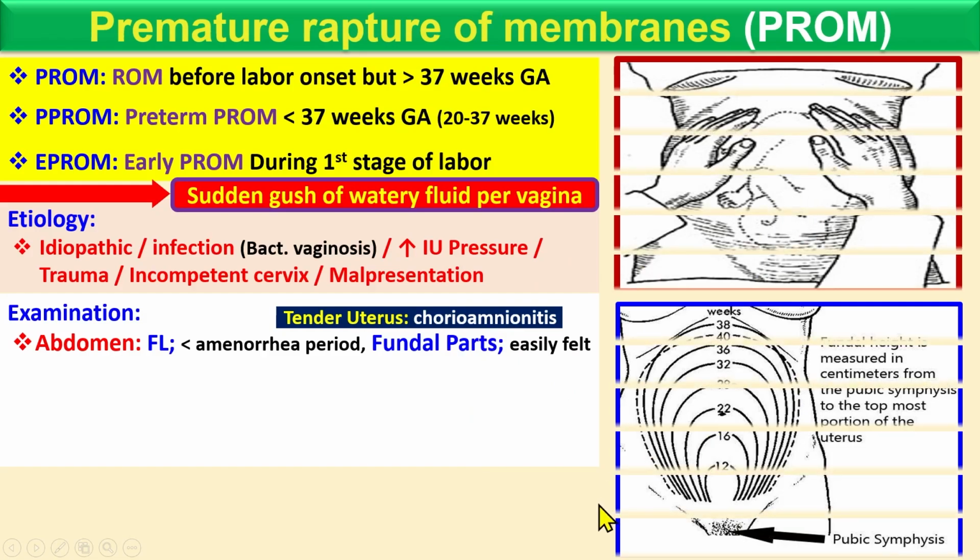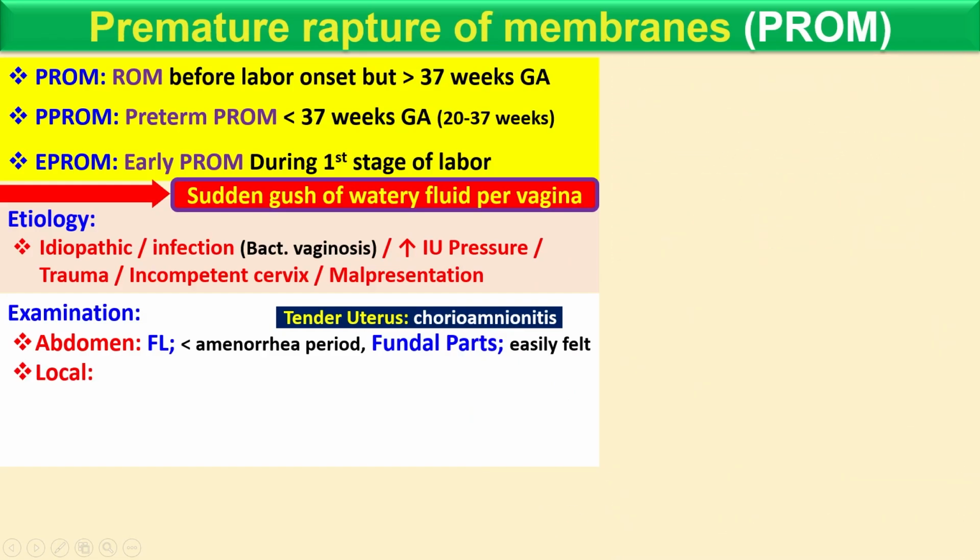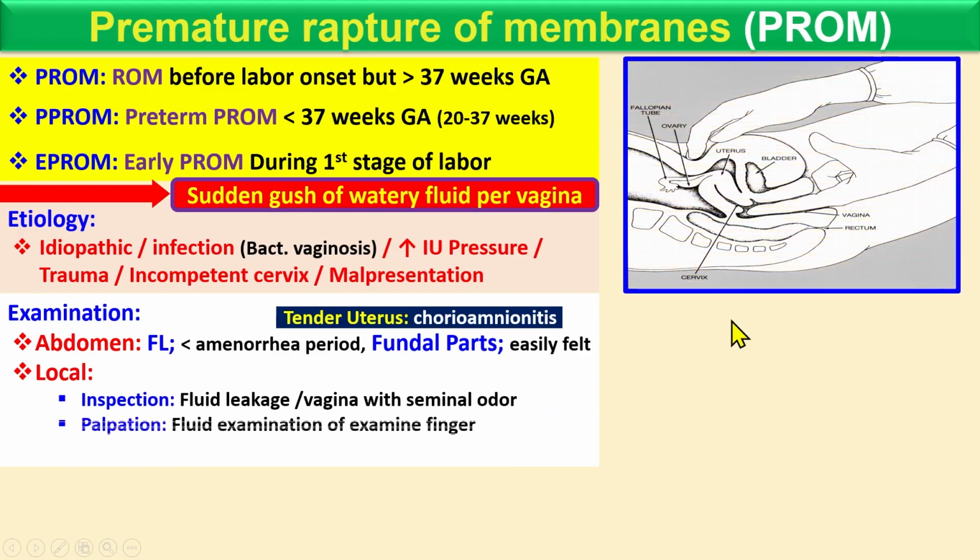amniotic fluid. Okay, what local examinations can you perform? There is inspection of the fluid leak through the vagina. There would be a seminal odor. Then you go for palpation or a digital examination with the finger. If the finger examination shows fluid, it suggests amniotic fluid.